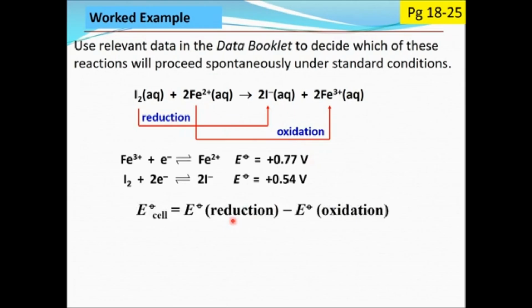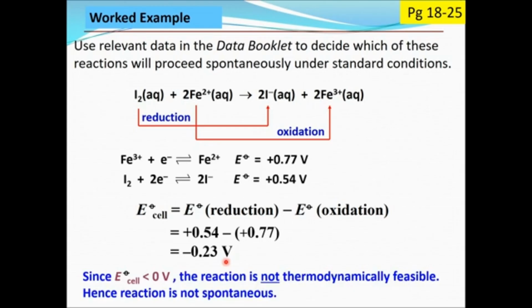So with that, the reduction one is positive 0.54. You need to sub that in. Oxidation is positive 0.77. Again, do not flip the sign. Do not swap the value or the sign in that sense. And then what you get now is negative 0.23 volt. And that is less than 0. Hence, it is not thermodynamically feasible and not spontaneous at all. Alright, so this is not spontaneous. That's the key thing that you need to answer in the upcoming lecture practice. So we'll give you a bit of time. Again, do pause the video and try and complete lecture practice 5.